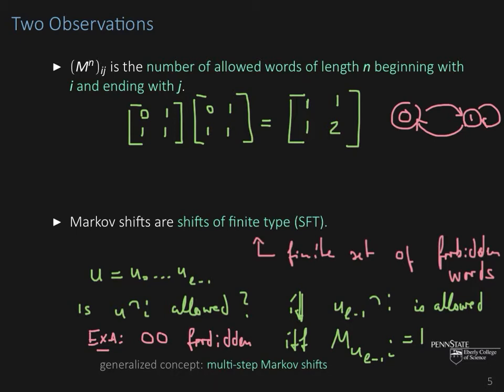Those Markov shifts are not that easily representable anymore, for instance, by graphs like this. So that's why they're a little bit harder to deal with. But they still give us subshifts of finite type, in particular subshifts.